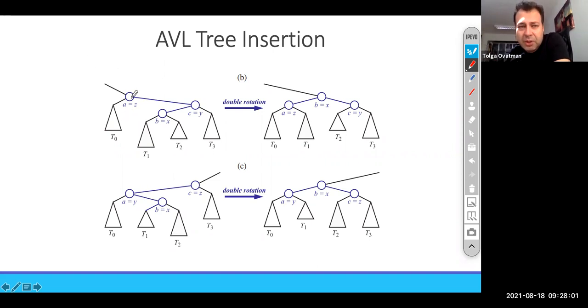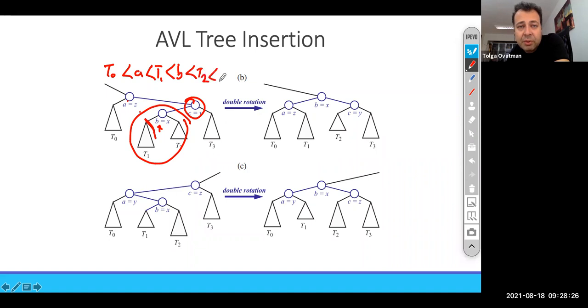And let's do the same consideration, how these are ordered. So it's like T0, again, is smaller than A. And the left subtree of C is all larger than A. So again, this is all larger than B. So it's like T1, B, T2, C, and T3. It goes like this. Okay, so if you look at after the rotation, again, it keeps the T0, A, T1, B, T2, C, and T3 order.